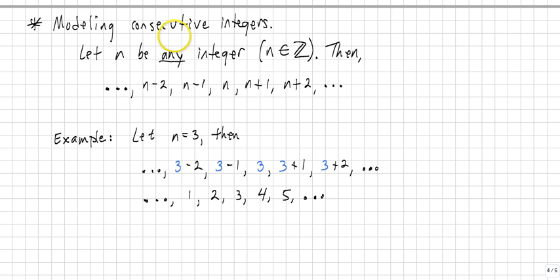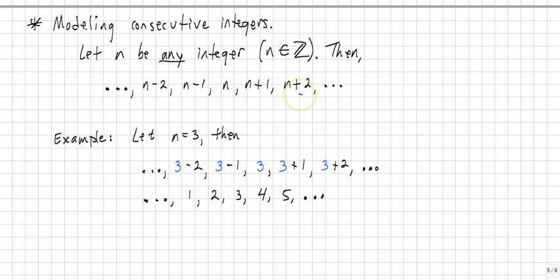So consecutive means right next to each other on the number line. So let's say you want to model consecutive, just regular integers. The way we can do that is, again, I chose n. You can use another letter if you'd like. If we let n be any integer, so it could be any integer you can think of. In other words, n is an element of the integers.